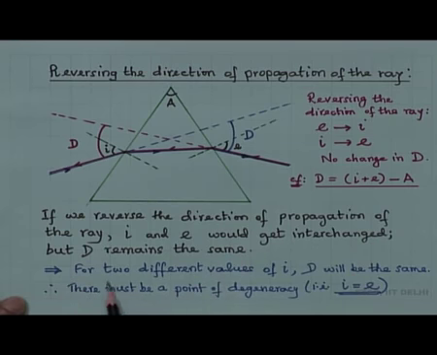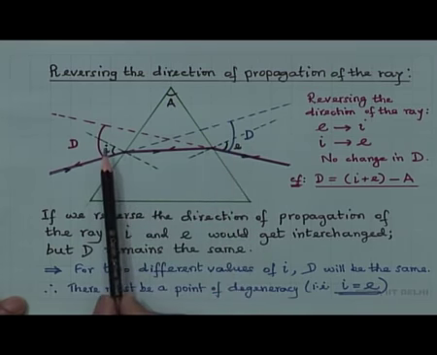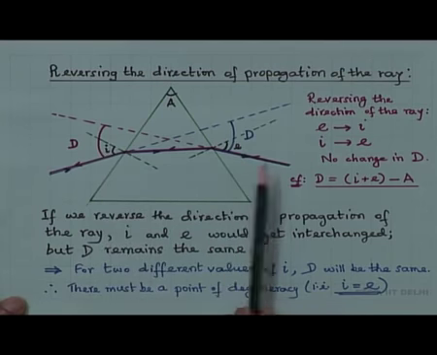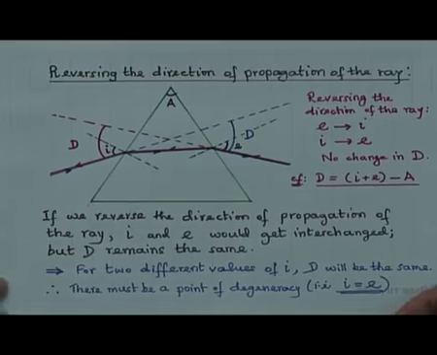This indicates that for two different values of I, D is the same, but I and E can be different. The only thing that we have said is when I becomes E, E becomes I, but I and E may be different, and therefore, for the same value of D, we will have two different angles of incidence. For two different values of I, D will be the same. Therefore, there must be a point of degeneracy, that is I is equal to E. This is our conjecture. We will see what we get.